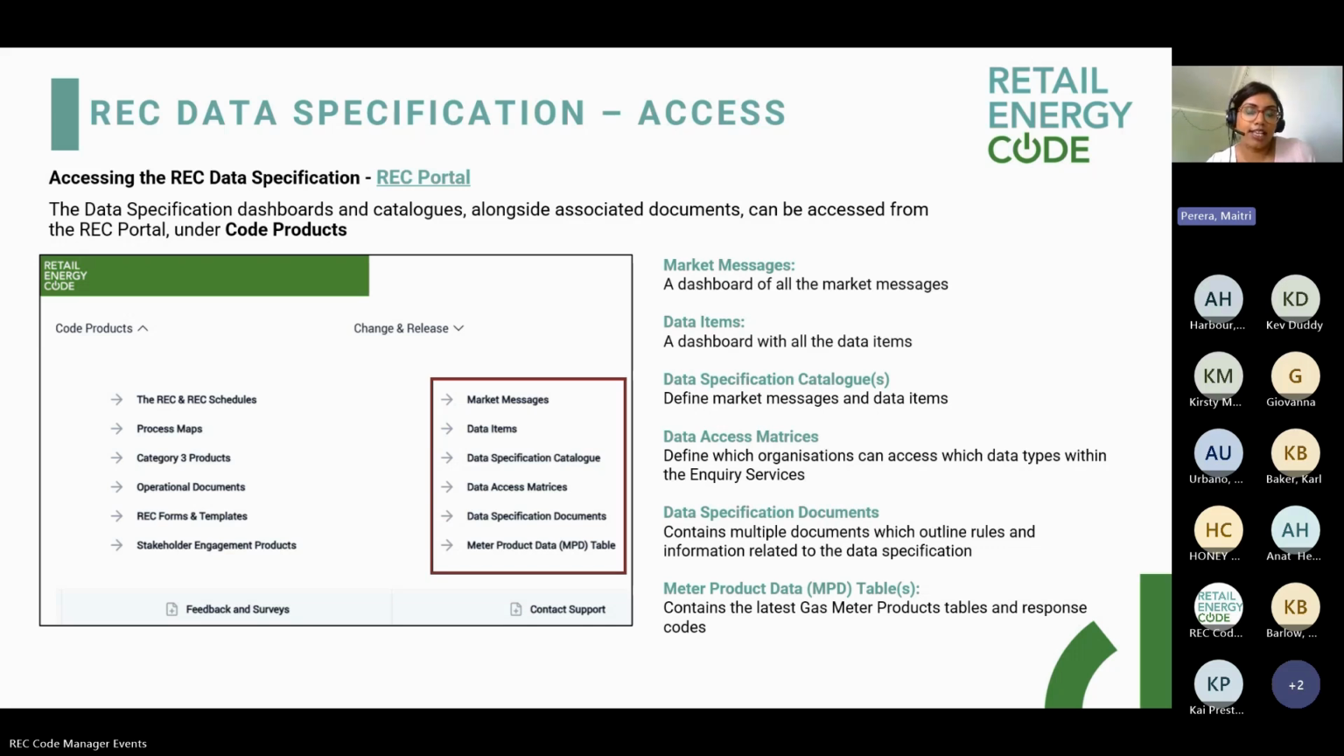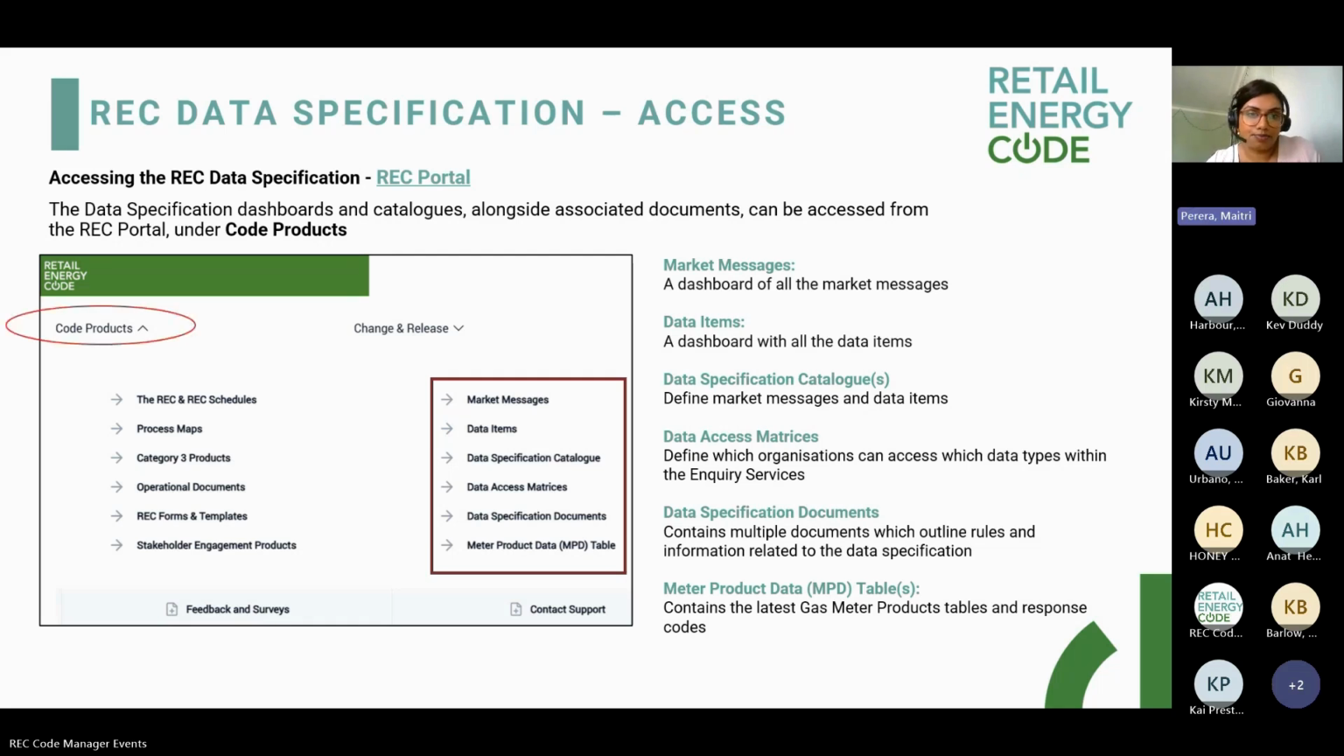And next we've got the data access matrices. These matrices define which organizations can access specific types of data within the inquiry services. And the data specification documents. This section contains multiple documents that outline the rules and detailed information related to the data spec. And lastly, we've got the meter product data. These tables contain the latest gas meter product information, including response codes.